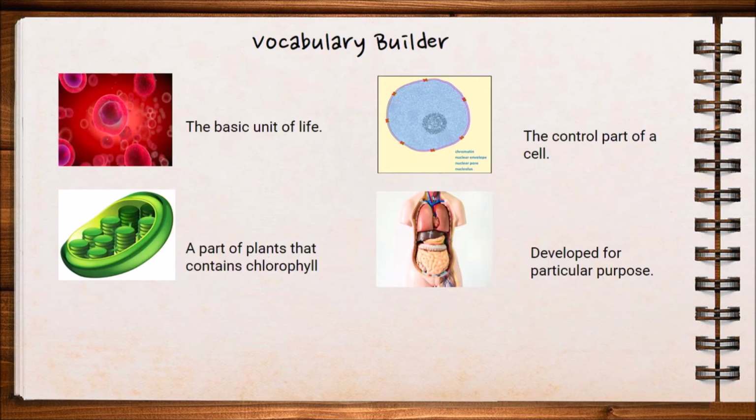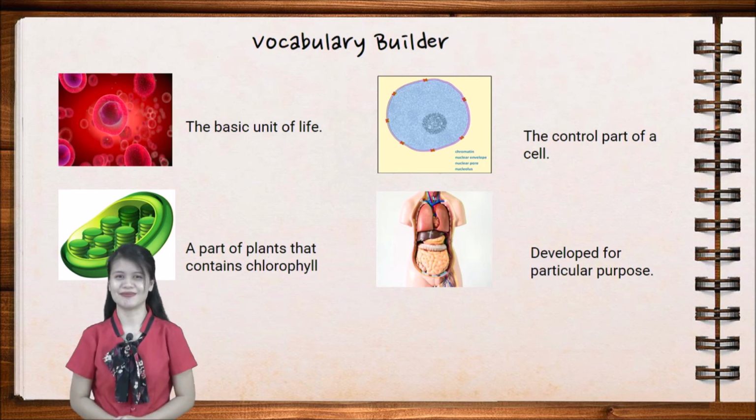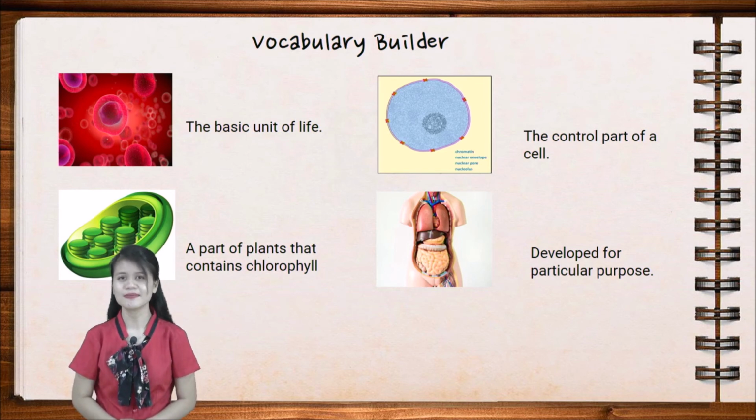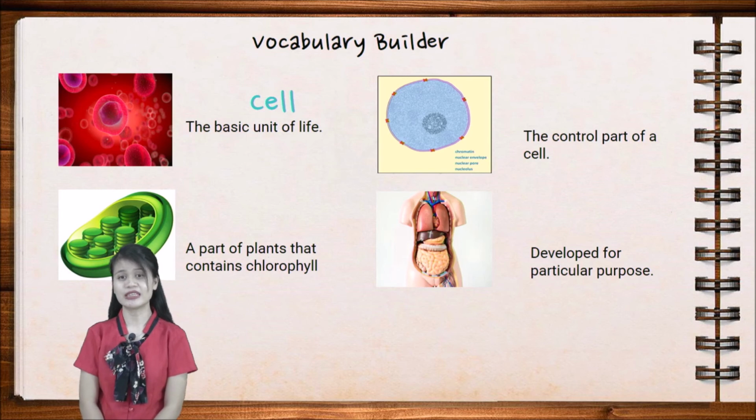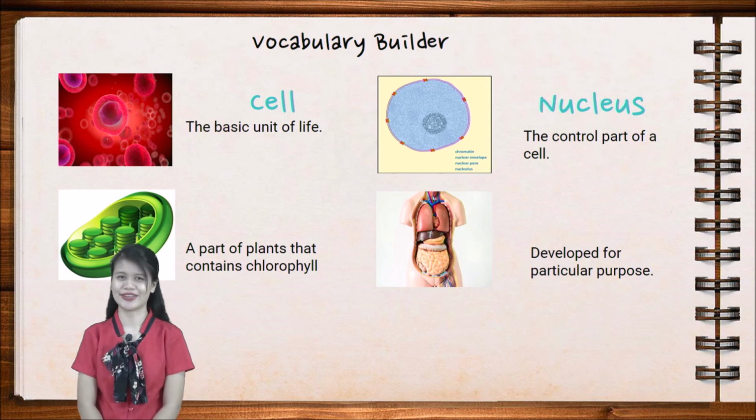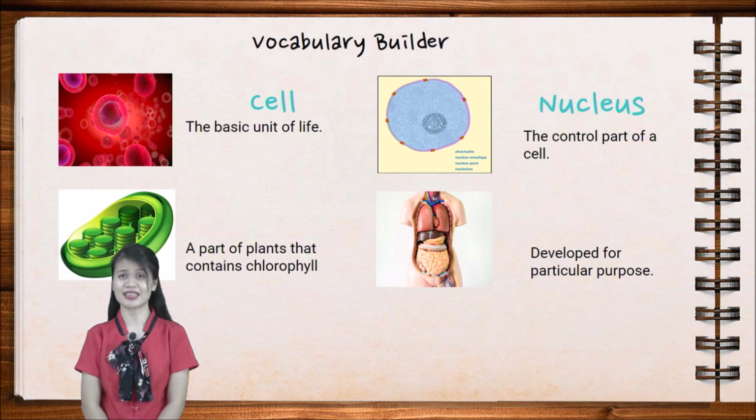Now let's move on to our vocabulary builder. First picture. As you can see, the color red one. It is the basic unit of life. And what is the word for that? Yeah, cell. Next, number 2, which has a circle inside, color blue. The control part of a cell. What is it? Nucleus. Very good.